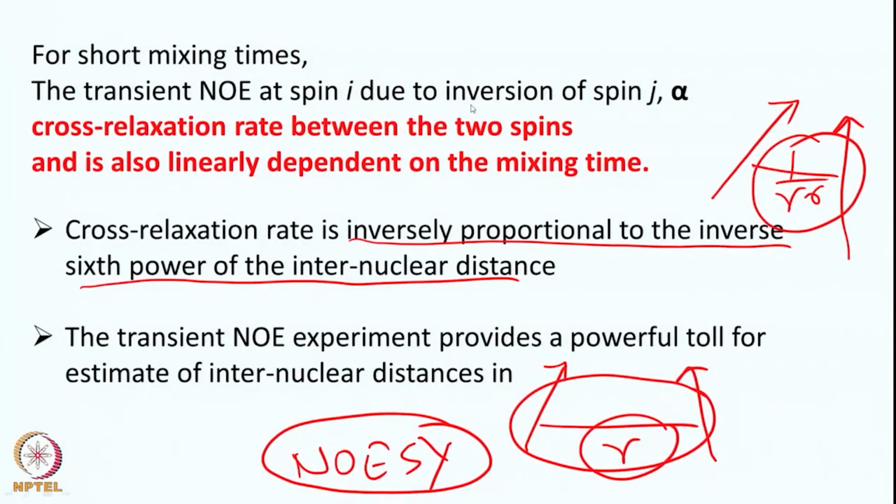Then, what is a short mixing time? I was saying that for a short mixing time, the transient NOE of spin I due to inversion of spin j depends upon the cross relaxation rate. So, how do we know what is short and what is long? It is all a relative term.